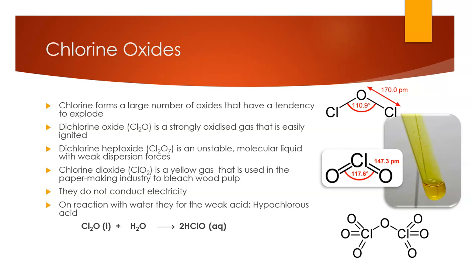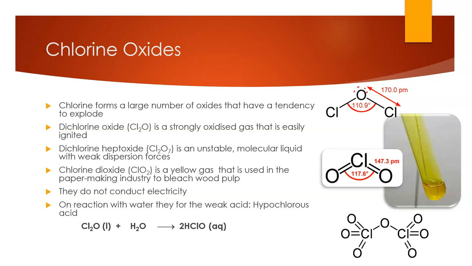The next oxides that we're looking at, moving along to group 17, are our oxides of chlorine. So chlorine forms a huge number of oxides that have a tendency to be quite explosive. We have dichlorine oxide, which is Cl2O, and this oxidized gas is easily ignited. Okay, it has a bent structure, remembering there will be lone pairs on the oxygen here, and a bond angle of around 111, so 110.9.